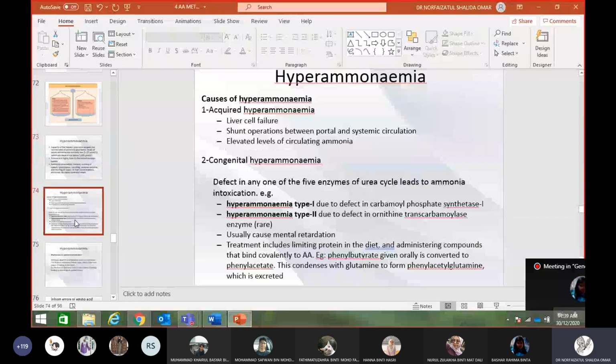Now the hyperammonemia treatment. Usually it is by limiting the protein diet, because due to the defect of the enzyme, urea cannot be produced. So we have to limit the protein in the patient's diet. Also by administering compounds that bind covalently to amino acids. For example, phenylbutyrate is converted to phenylacetate, which is non-toxic and can be easily excreted in the urine, rather than going through the urea cycle.